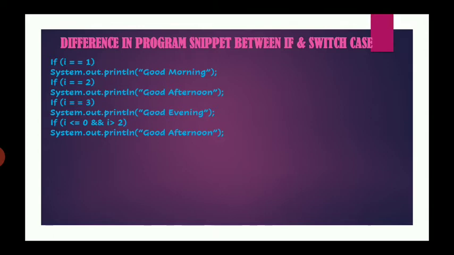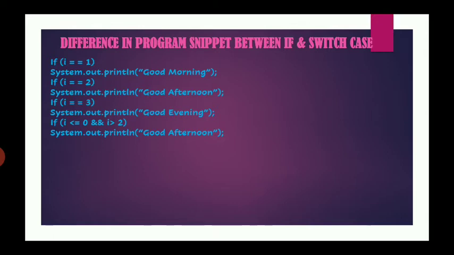And if neither of the values, i's value is 1, 2 or 3, then it is written if i is less than or equal to 0. If it is -1, -2, or if it is equal to 0, and if i's value is more than 3, then it will display good afternoon. Okay, so this is an example of if statement.